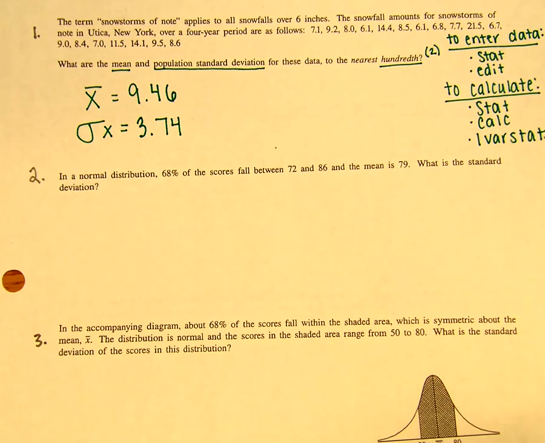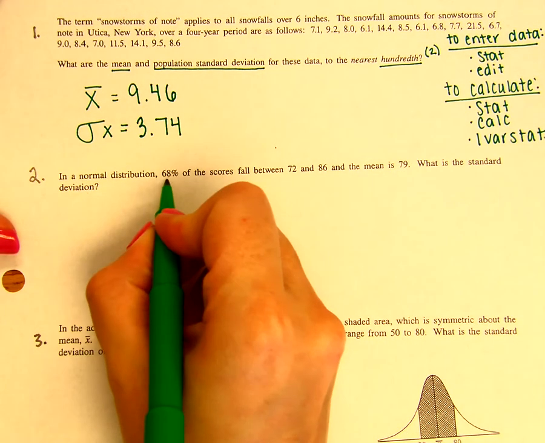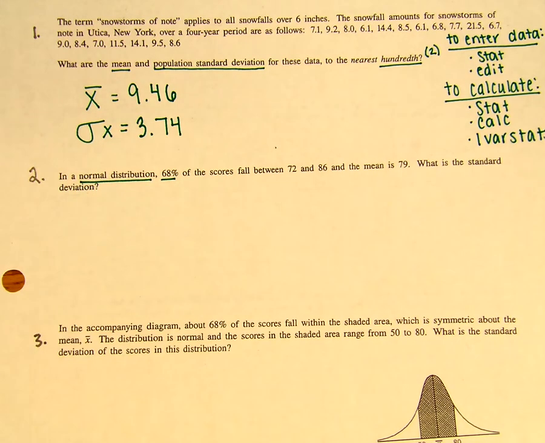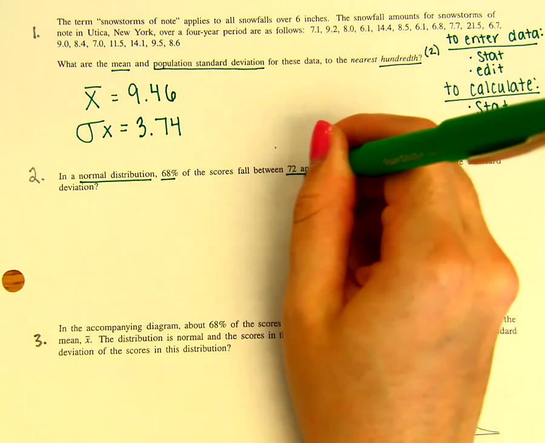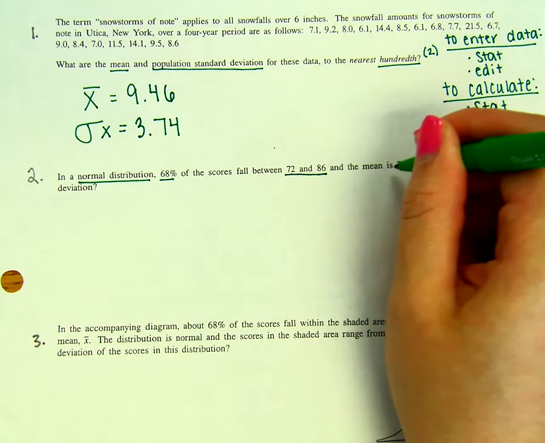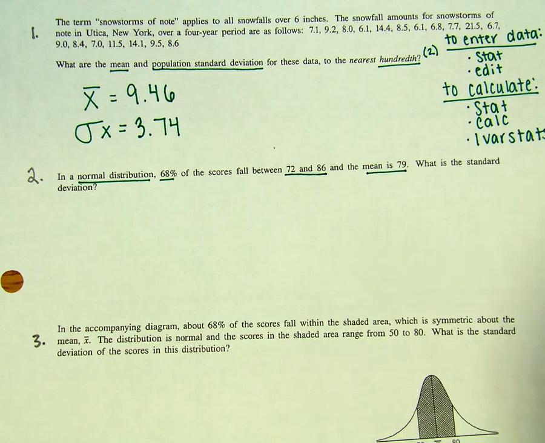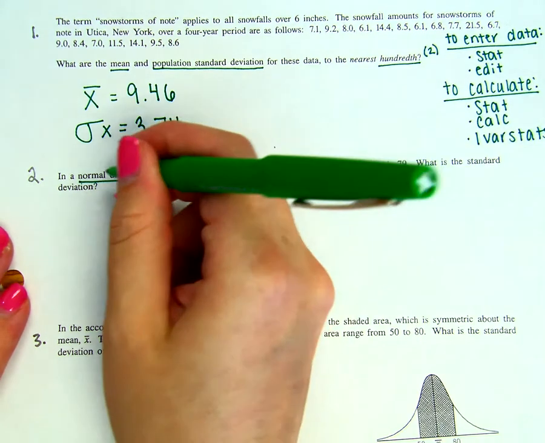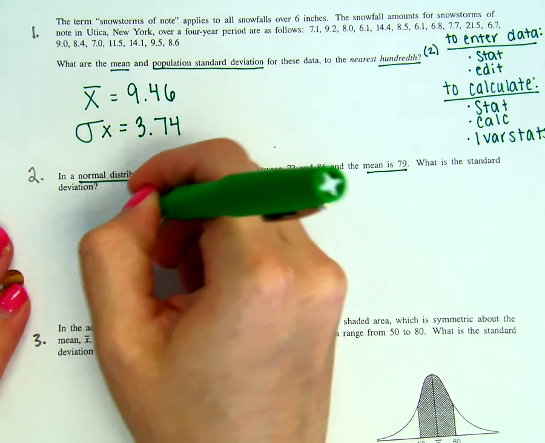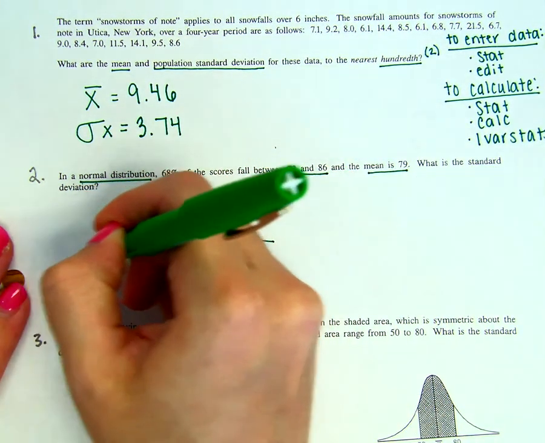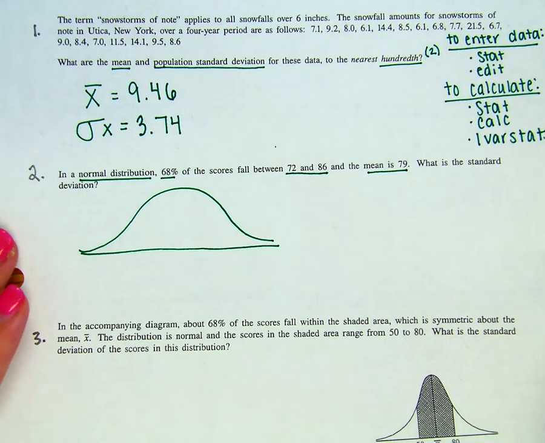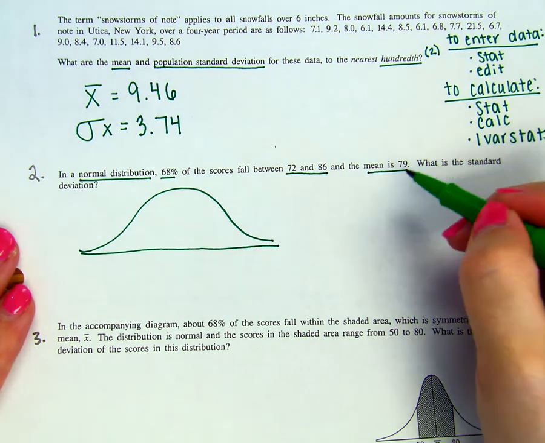Question 2. In a normal distribution, 68% is between 72 and 86. The mean is 79. What is the standard deviation? I'm going to underline normal distribution because that tells us we're dealing with the normal distribution curve. Okay, so anytime you see these words normal distribution, get into the habit of drawing your normal distribution curve. Most of the time you will need to use your normal distribution curve, so go ahead and draw it. Fill in the information that we have.